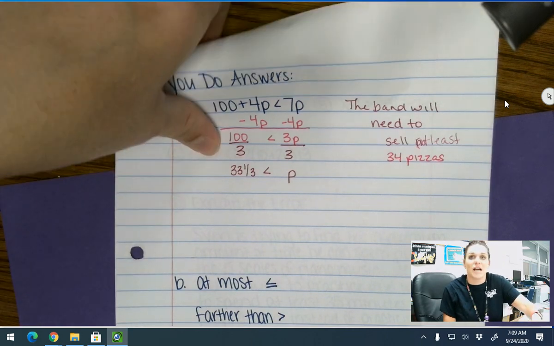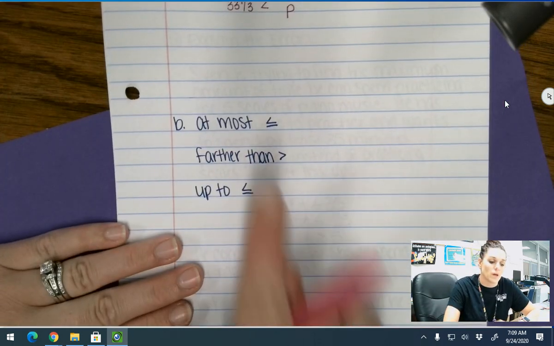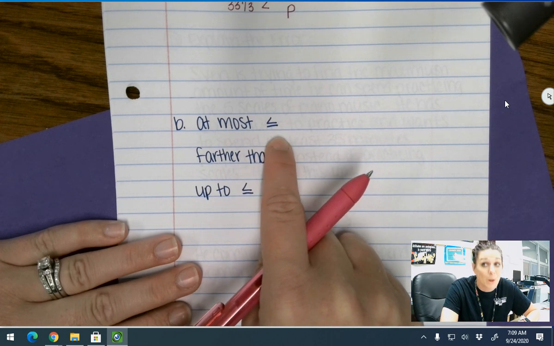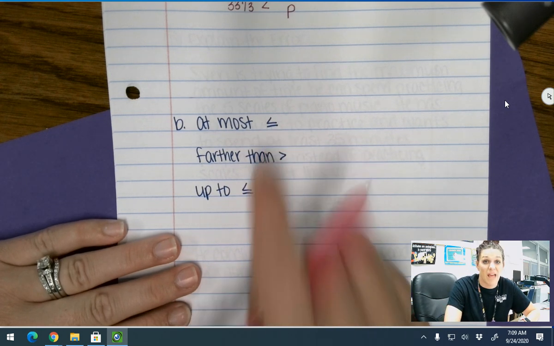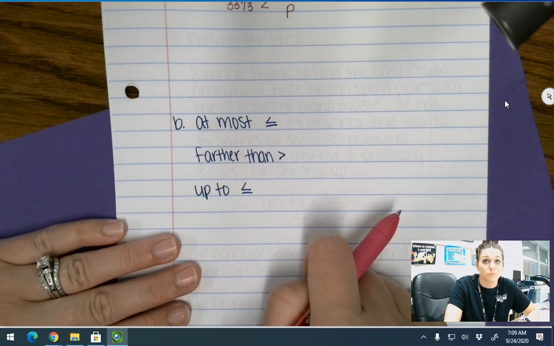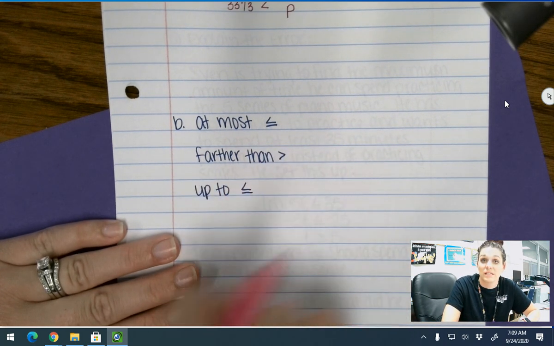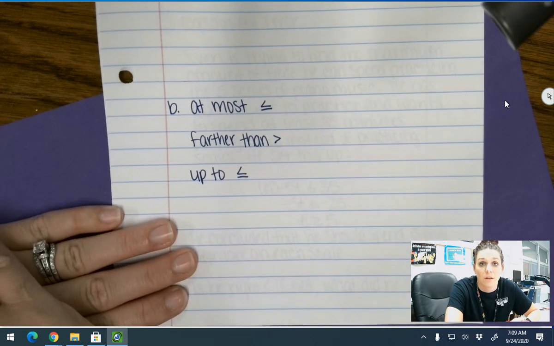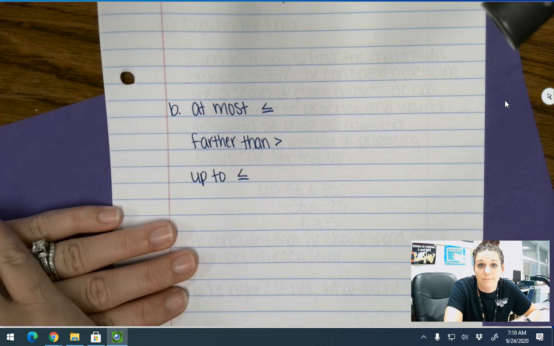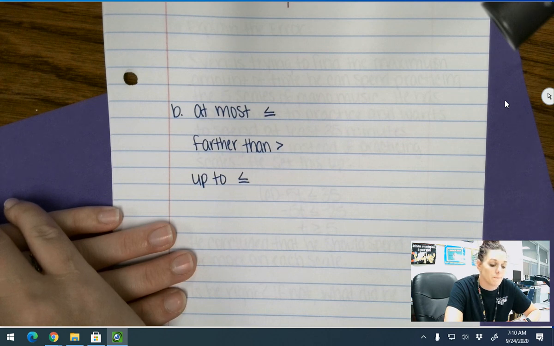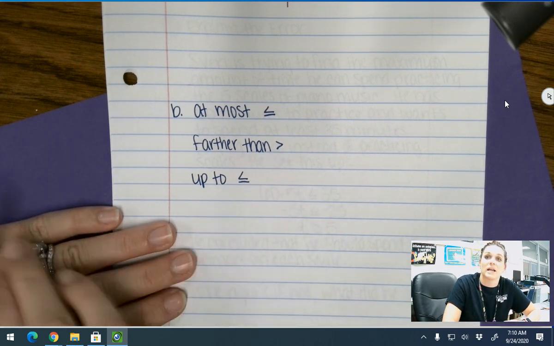Let's check out what symbols you chose. At most would have been less than or equal to. So at most, I can spend $50. At the most, $50, so I have to spend under that. If I'm going further than something, I am greater than. So I need to go further than 10 feet, so I have to be greater than the 10 feet. And if I can only work up to something, I am working at less than or equal to.